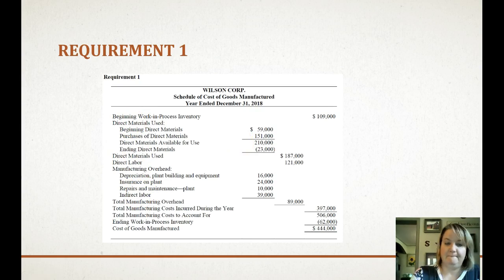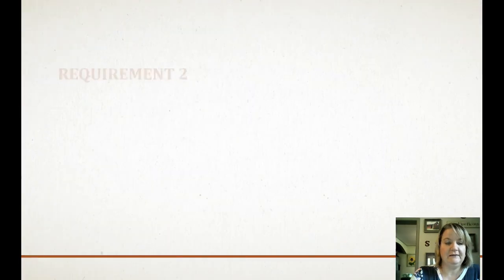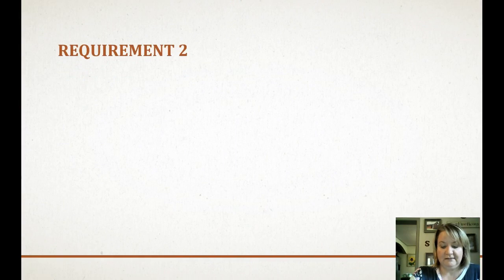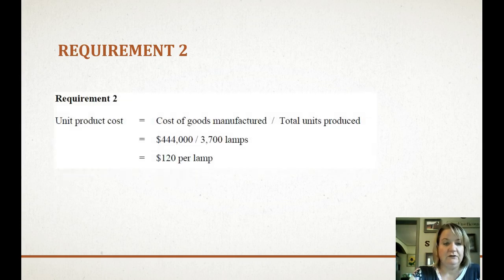So requirement 2 asks, what is the unit product cost if Wilson manufactured 3,700 lamps for the year? So the unit product cost is found by taking cost of goods manufactured divided by the total units produced. So that's 444,000 divided by 3,700 lamps, and that equals $120 per lamp. So that's what it costs per unit to manufacture it.